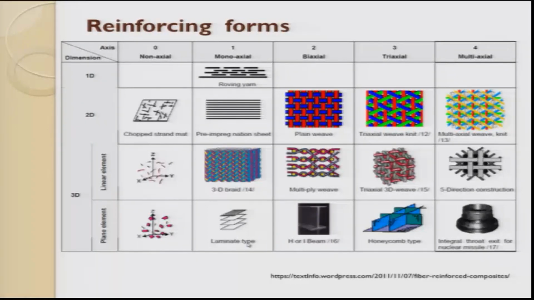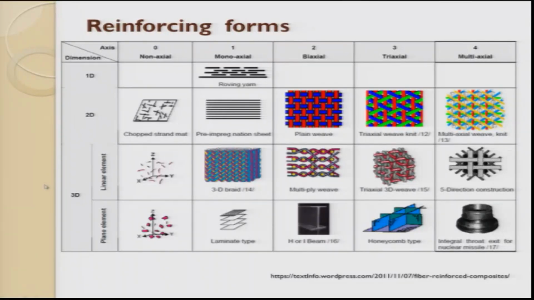So laminate, which I have explained. You can see here they directly make an I-beam. Directly they make a honeycomb structure. And then directly they make a throat exit for a nuclear missile. This is all reinforcement now. Then they just infuse resin to give shape to it. So reinforcement, you should be clear, can exist in any of these three forms: 1D, 2D and 3D.